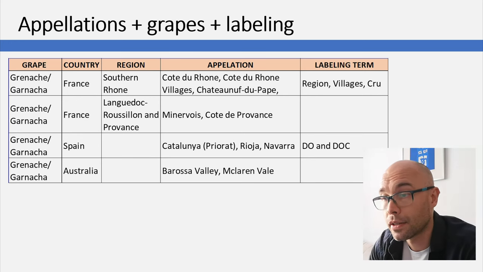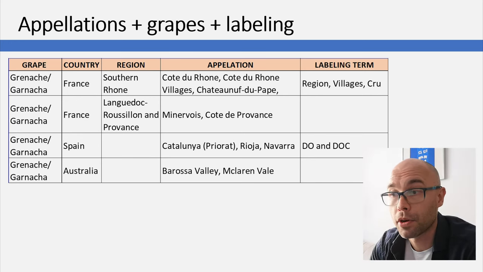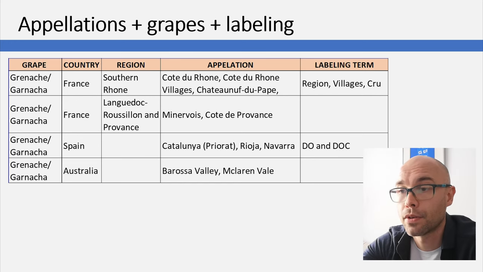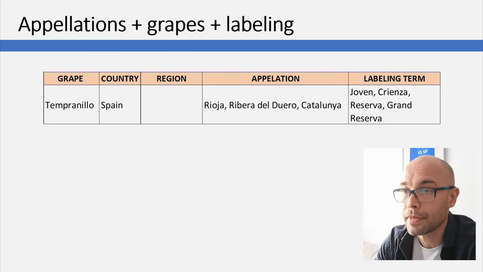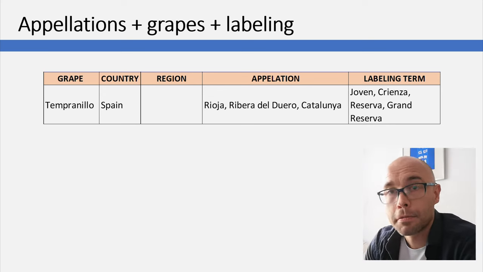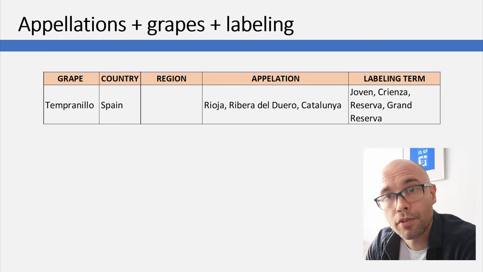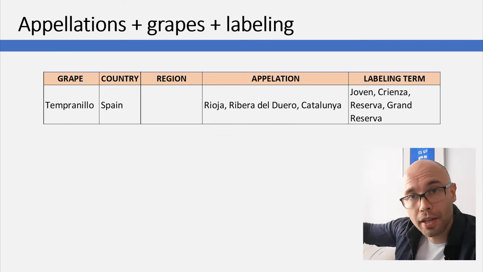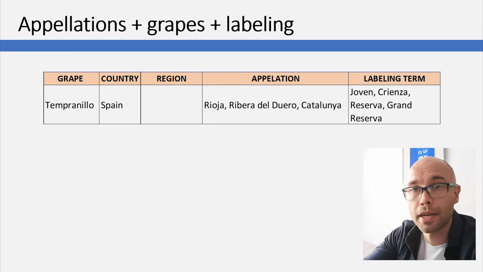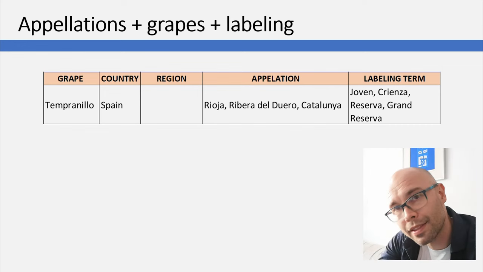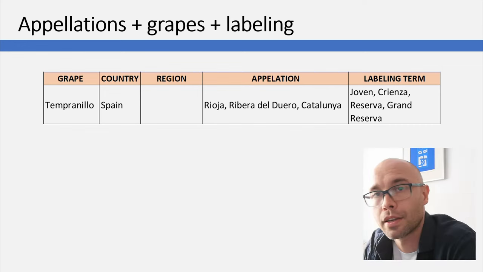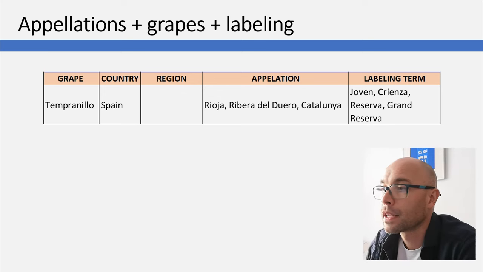In Australia, appellations that you need to remember are Barossa Valley and McLaren Vale, specifically for Grenache. Tempranillo, Spain, three different regions that you need to remember: Rioja, Ribera del Duero, and Catalunya. So Catalunya is that Mediterranean part around Barcelona, Ribera is the central north of Madrid, and Rioja is on the Atlantic part on the north.